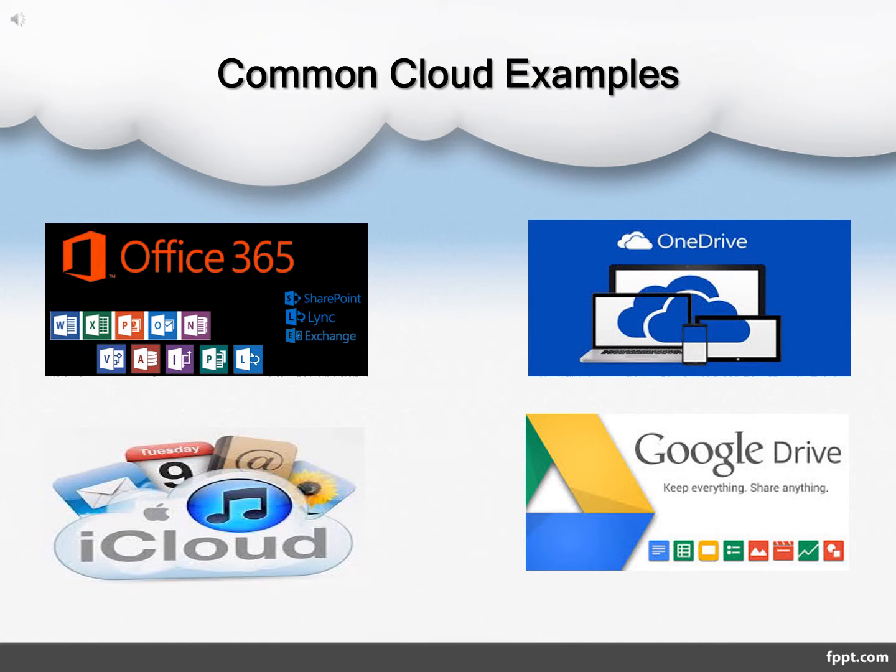The lines between local computing and cloud computing sometimes get very blurry. That's because the cloud is part of almost everything on our computers these days. You can easily have a local piece of software that utilizes a form of cloud computing for storage. Some common cloud examples would be Office 365, OneDrive, iCloud, and Google Drive.